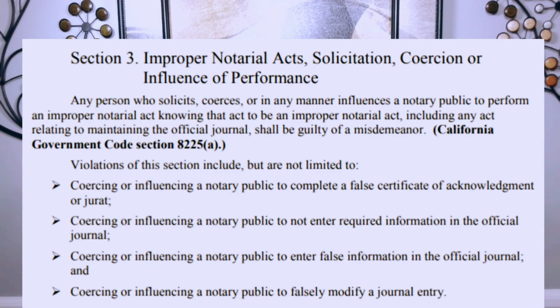Not you, that person. As long as you don't know them and you have no idea that they are trying to pull one on you, this is going to be their problem. This is not your problem. Violations of this section include, but are not limited to, coercing or influencing the notary public to complete a false certificate of acknowledgement or jurat, coercing or influencing a notary public to not enter required information in the official journal, coercing or influencing the notary public to enter false information in the official journal, or coercing or influencing the notary public to falsely modify the journal entry.